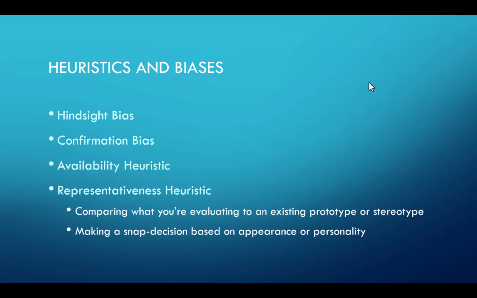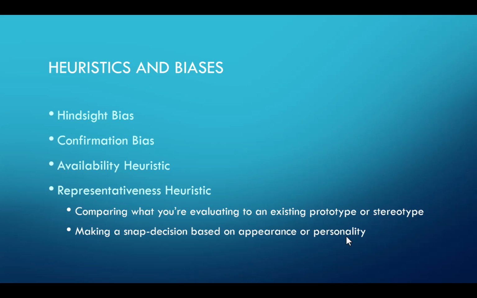The next heuristic we'll talk about is the representativeness heuristic. This involves using stereotypes and our concepts to make snap decisions about a person. So you're comparing what you're evaluating to an existing prototype or stereotype. It allows us to make snap decisions based on appearance or personality. And again, because that heuristic is a rule of thumb, it helps us to make quick decisions, but it can sometimes keep us from making the right decisions.